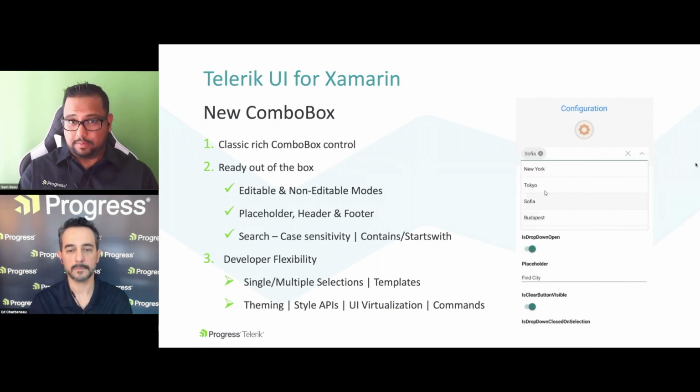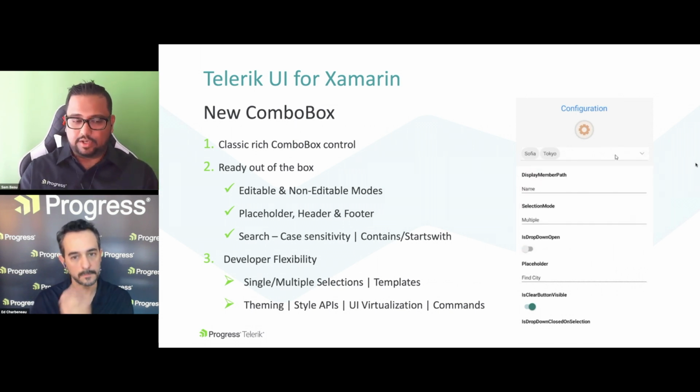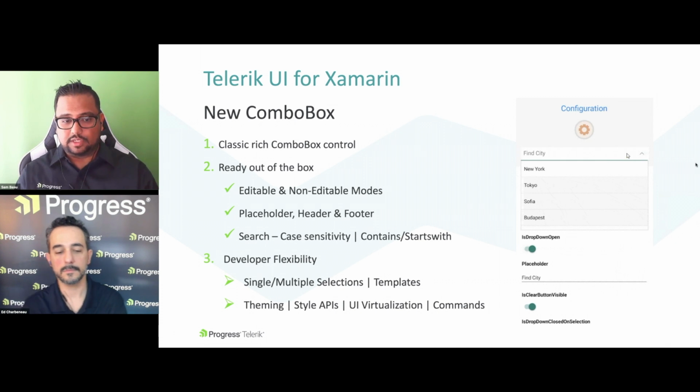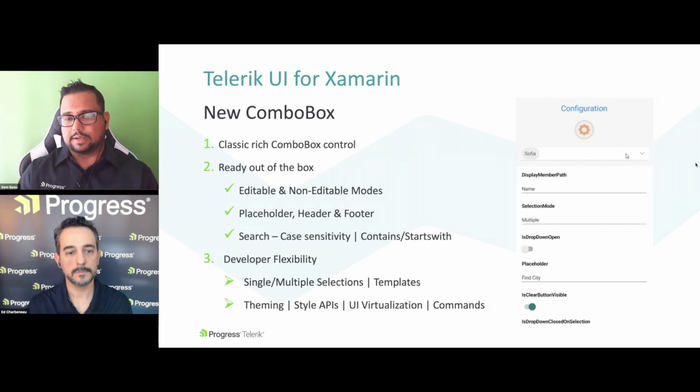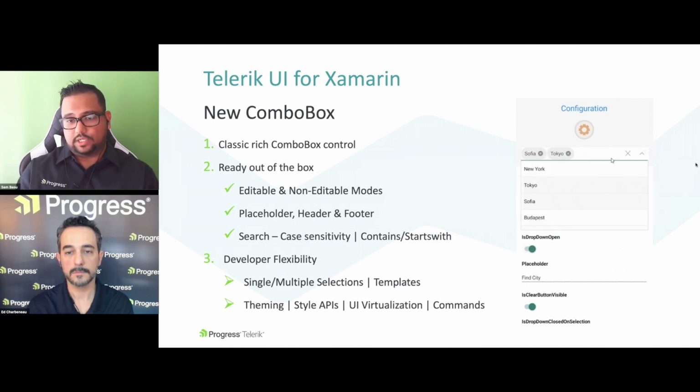So lots of theming help. It works across multiple themes. All of the styling APIs are open. You get to have single or multiple selections. If you do have multiple selections, then more and more things, like in this example that you see, those cities, they are showing up. Those are called tokens. And you get to customize everything.